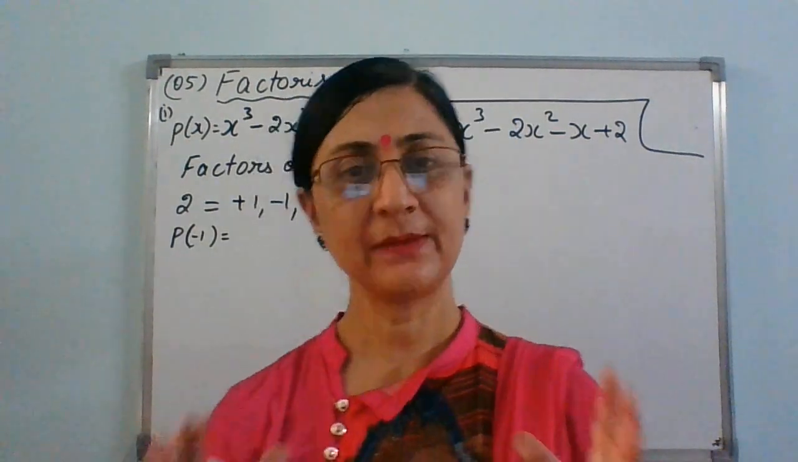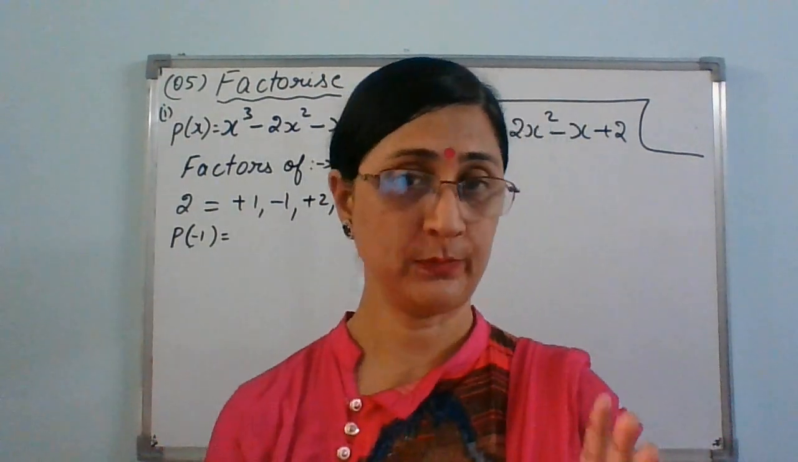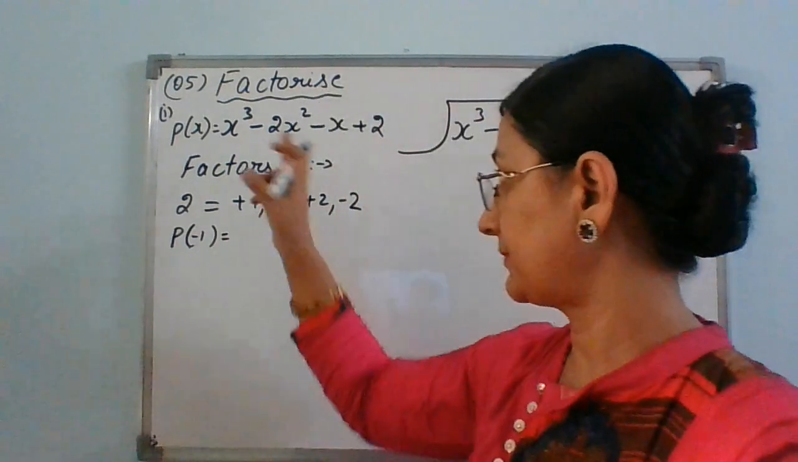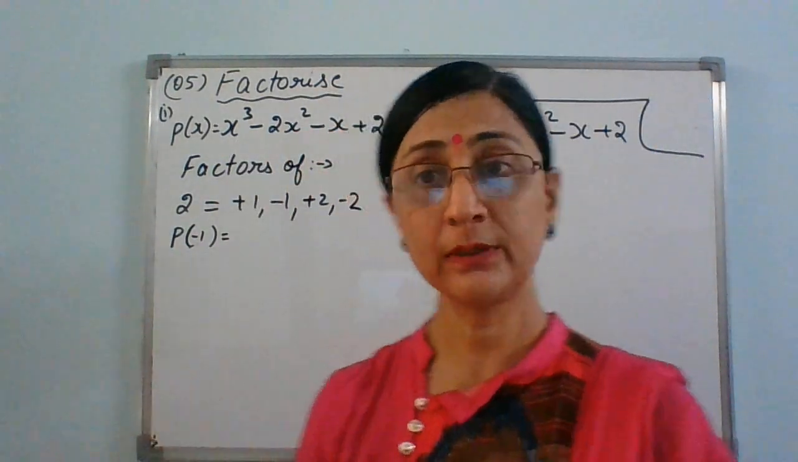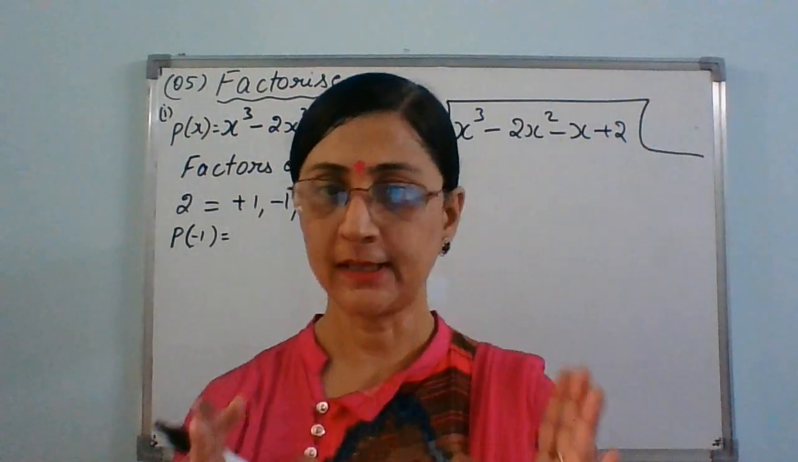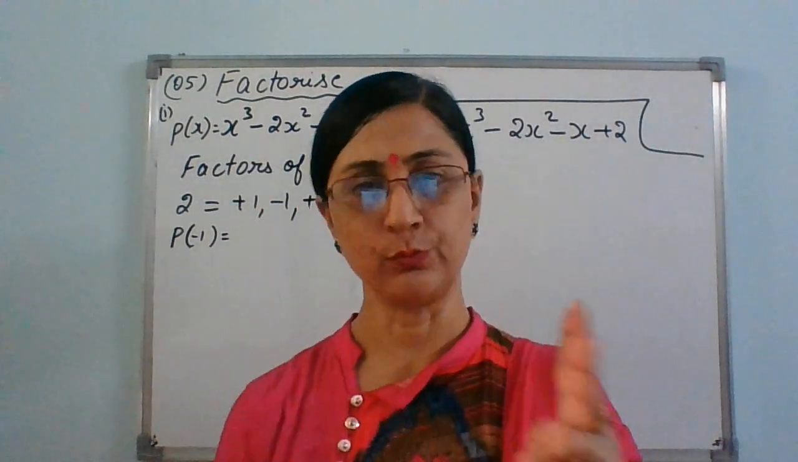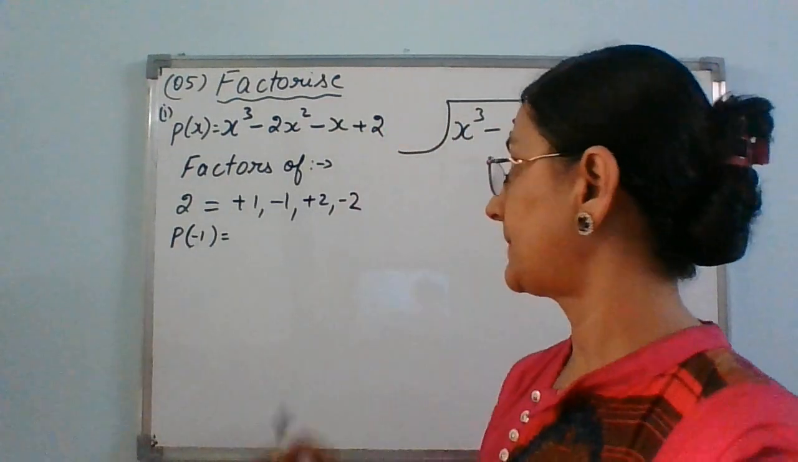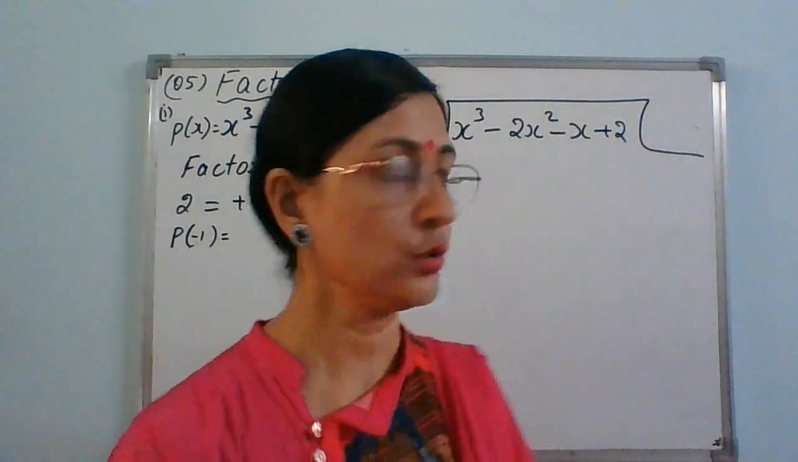Okay, now question number 5. There are 4 parts of question number 5 and we are supposed to factorize the cubic now. We don't have a quadratic polynomial, we have a cubic polynomial. So there are 4 parts. I'll be doing 2 parts, right? This is the first part and it is a little lengthy question also, right?